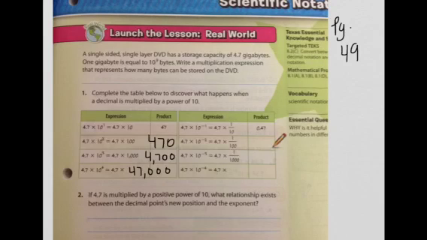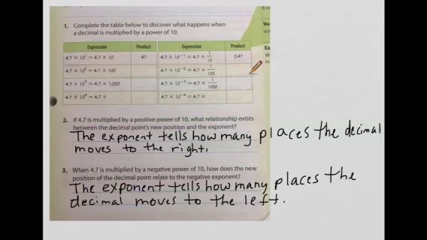So 4.7 times 10 to the negative 2 is decimal .047. 4.7 times 10 to the negative 3 is decimal .0047. 4.7 times 10 to the negative 4 is the same as 4.7 times 1 over 10,000, which is going to be decimal .00047.